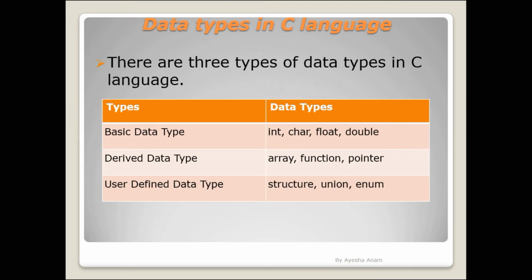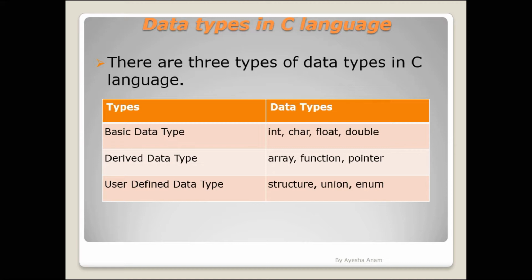My name is Ayesha and in this video we are going to discuss data types in C language. We are going to discuss basic data types in C. Before discussion of data types in C, we will discuss the term data type. What is meant by data type?